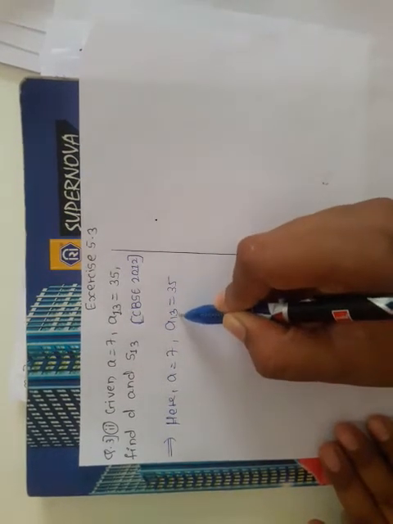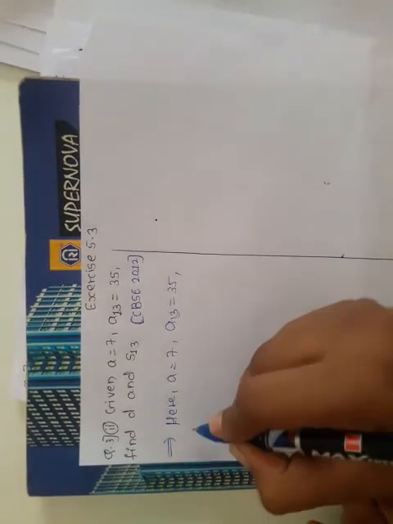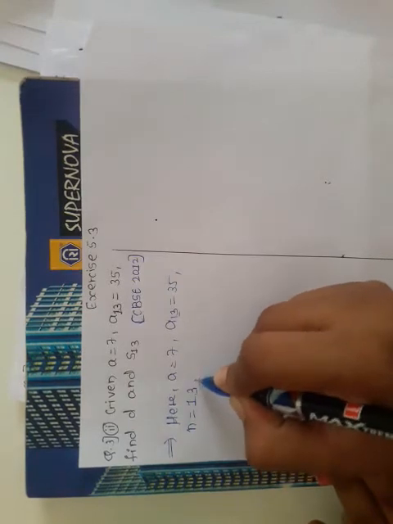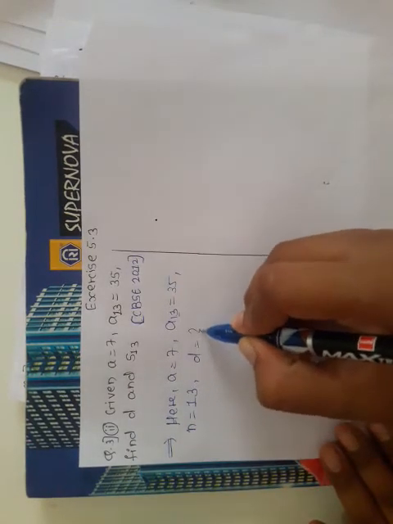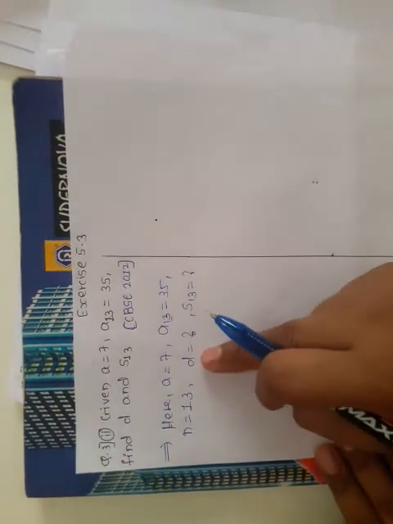Okay, a13 means what? The number of terms is also given to us. How many terms are there? 13 terms are there, meaning n is equal to 13 is also given to us. And we have to find out d and also S13 is equal to what? Okay, so first find out the value of d.